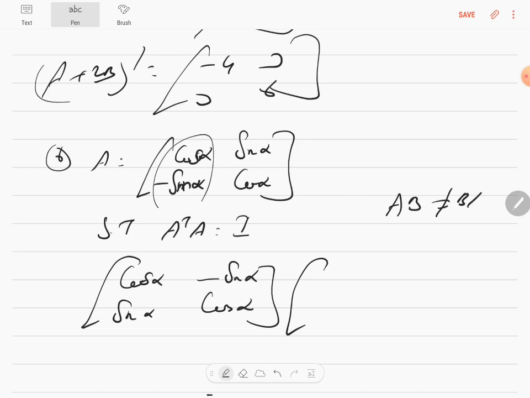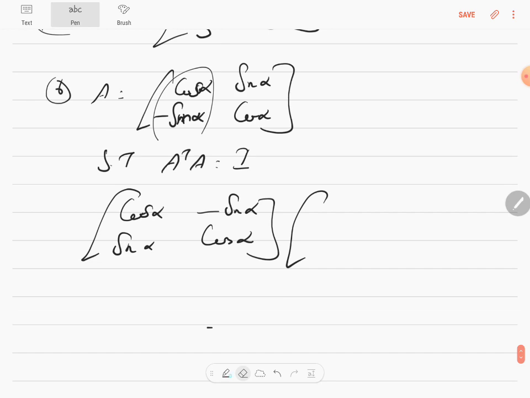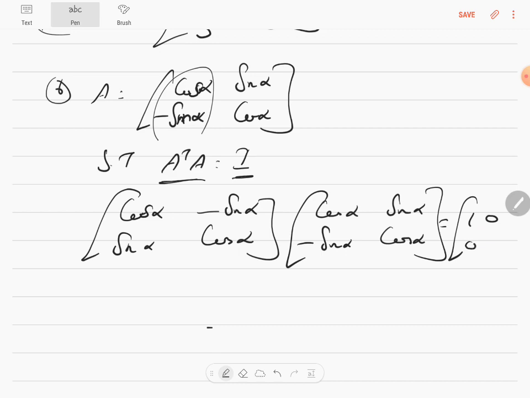AB is never equal to BA. But if it is equal, then B is an inverse of A and A is an inverse of B. Now leave it, it's never commutative as of now. So just copy it as it is. What is A? Cos alpha, sin alpha, minus sin alpha, cos alpha. This is equal to I, which is 1, 0, 0, 1. So then you have to multiply these two.